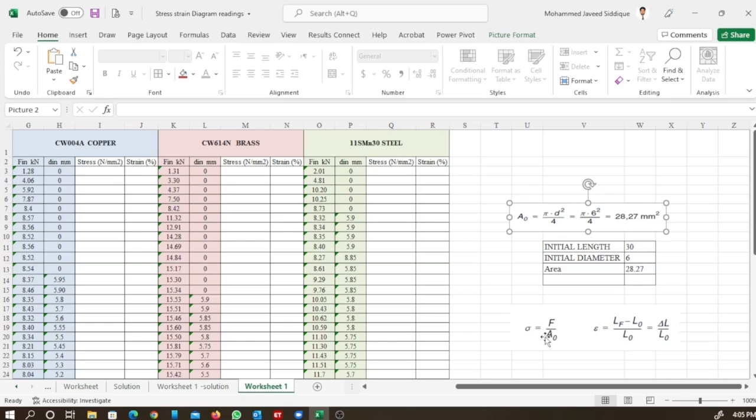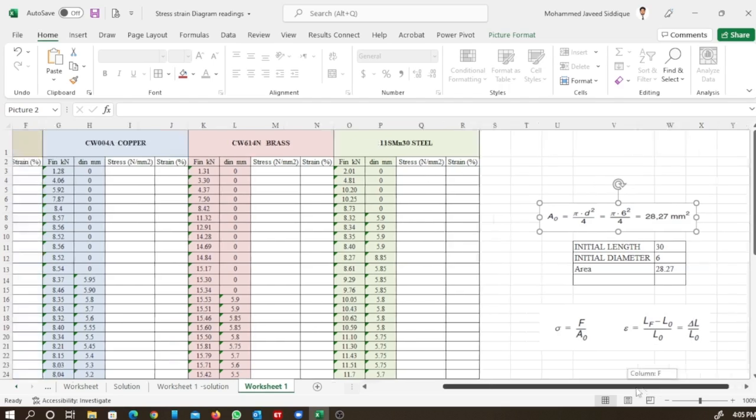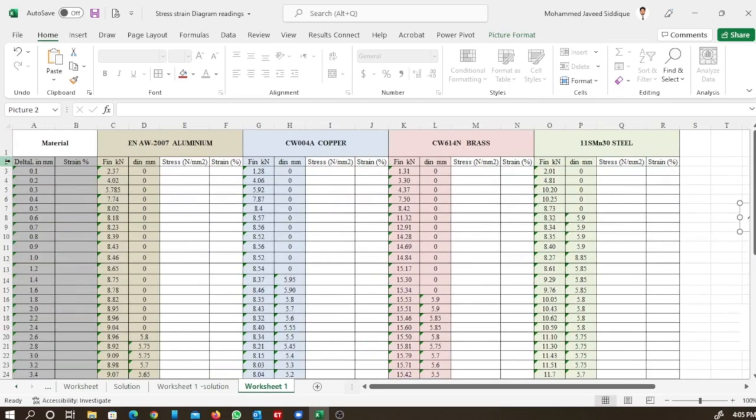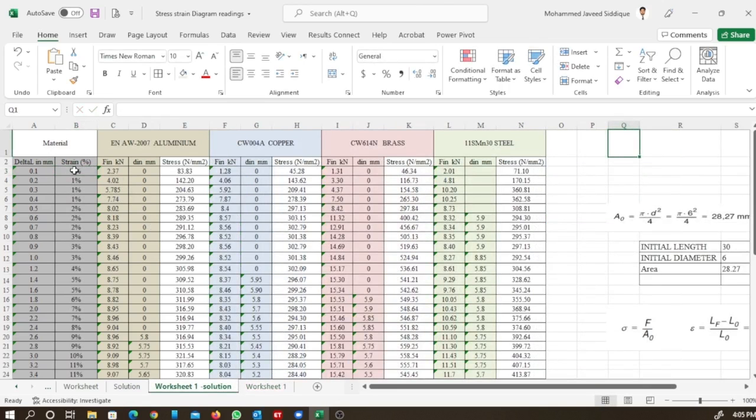Also, obviously, we know the stress formula. Stress is force by the area, and the strain is nothing but the change in length by original length. So for all these values here, students, for example, this is the delta L. I can determine the strain in terms of the percentage from the formula change in length by original length. So I can just put it in the Excel, is equal to... okay, I actually have done this here in the solution part. So let me share it with you.